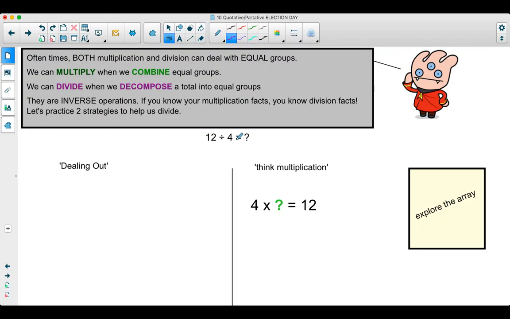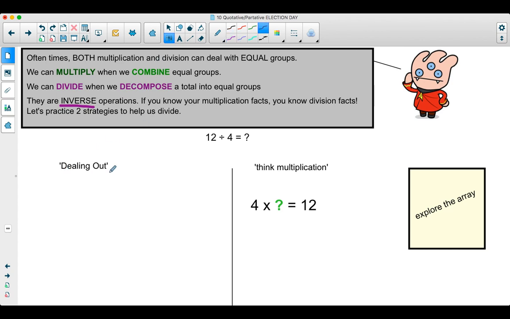So, oftentimes, both multiplication and division can deal with equal groups. We can multiply when we combine equal groups, and we can divide when we decompose a total into equal groups. They are inverse operations, which means that they are opposites, they undo each other. If you know your multiplication facts, you know your division facts. We're going to practice two strategies right now to help us divide.